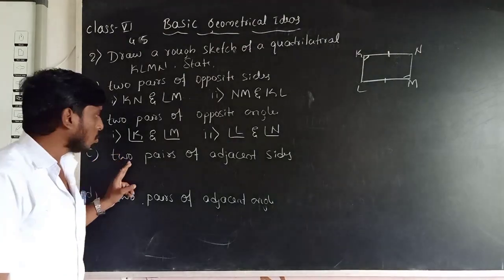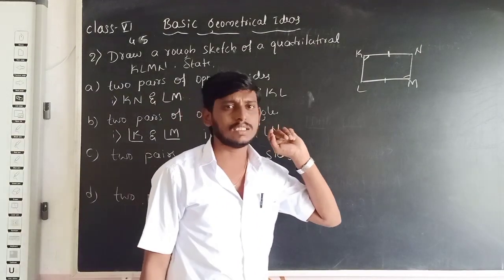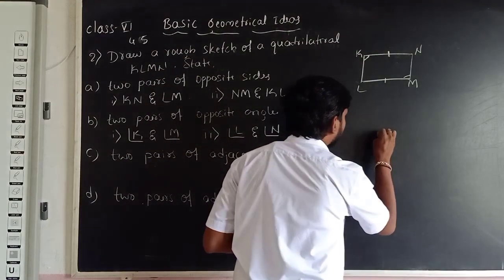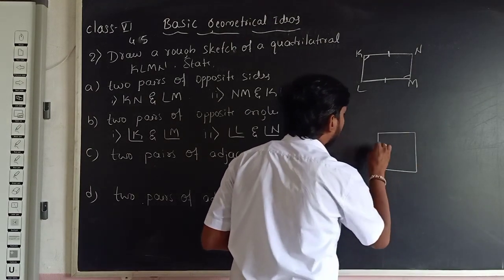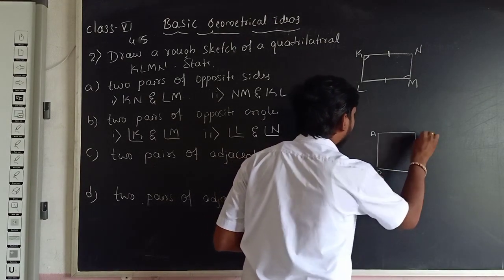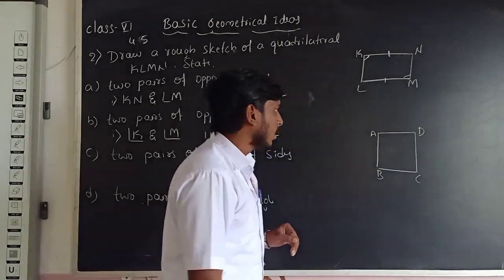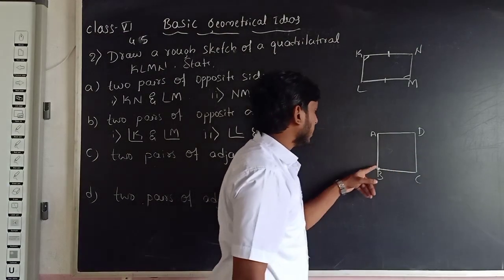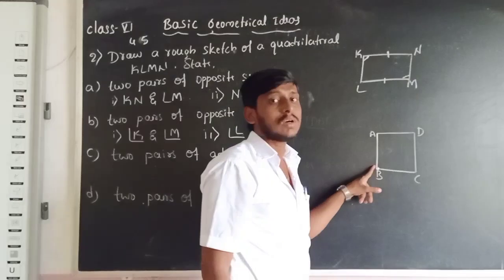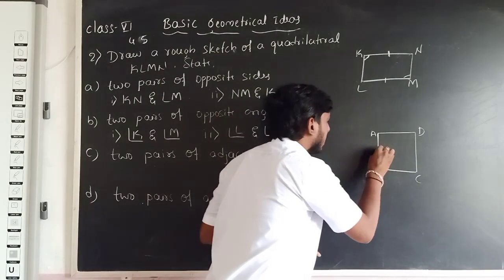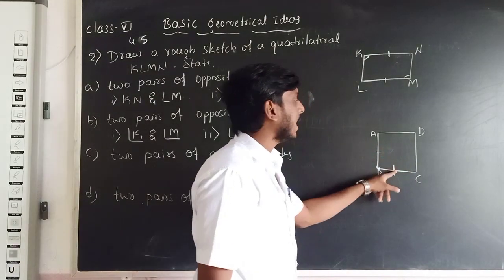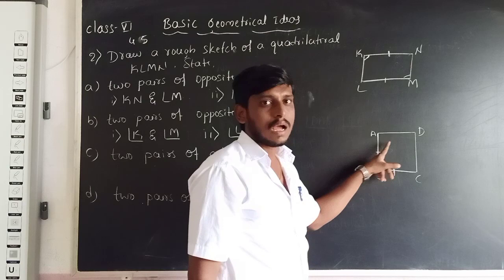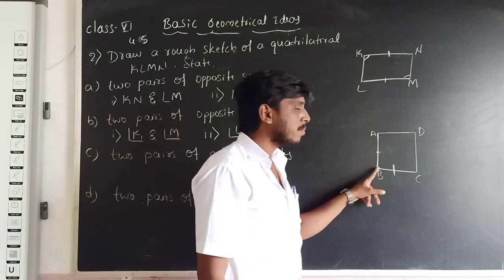Two pairs of adjacent sides. What do you mean by adjacent sides? Let me explain. For example, this is the quadrilateral ABCD. These two sides, AB and BC, have a common vertex B. Such sides are said to be adjacent sides. These two are adjacent sides, and these two are opposite sides. The idea is that adjacent sides have a common vertex.